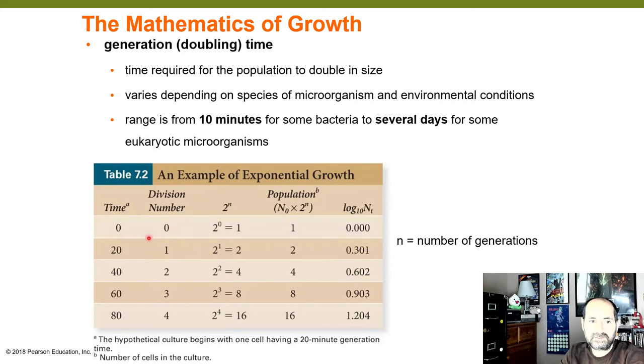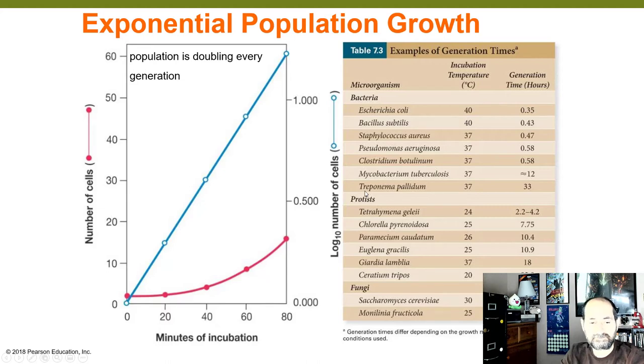At time zero, the number of divisions would be zero. So the equation would be 2 to the power of 0 equals 1. So you would have one cell, because at time zero, you have one cell. But at time 20 minutes, this is the doubling time for, let's say, E. coli. At time 20, you have one cellular division, so you have 2 to the 1, you have 2 cells. At time 40, you have 2 divisions, so you have 2 to the 2 cells, which means you have 4 cells. And you can see that this number doubles every 20 minutes, and this is why after several days, you have millions of bacterium on your plates.